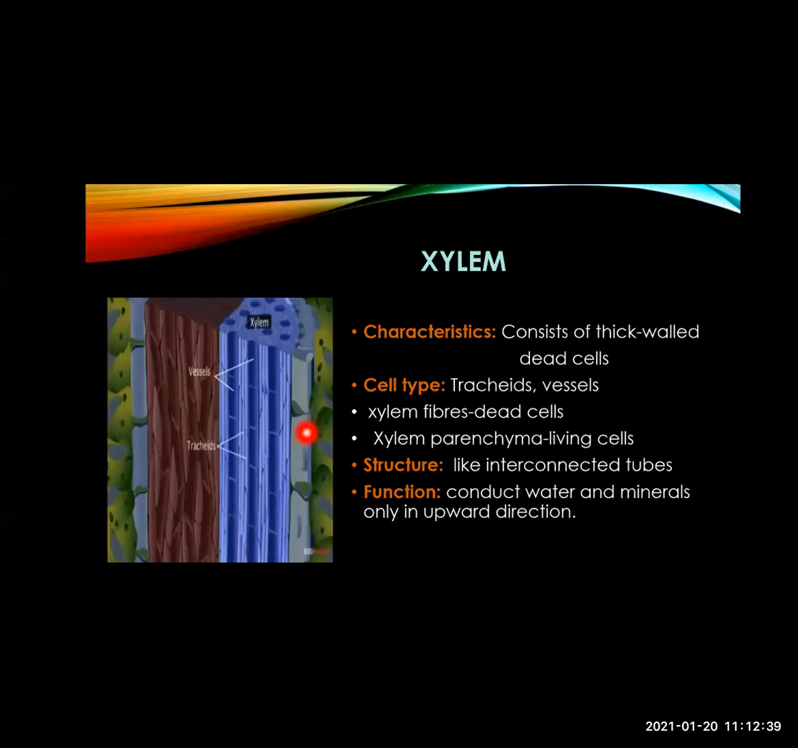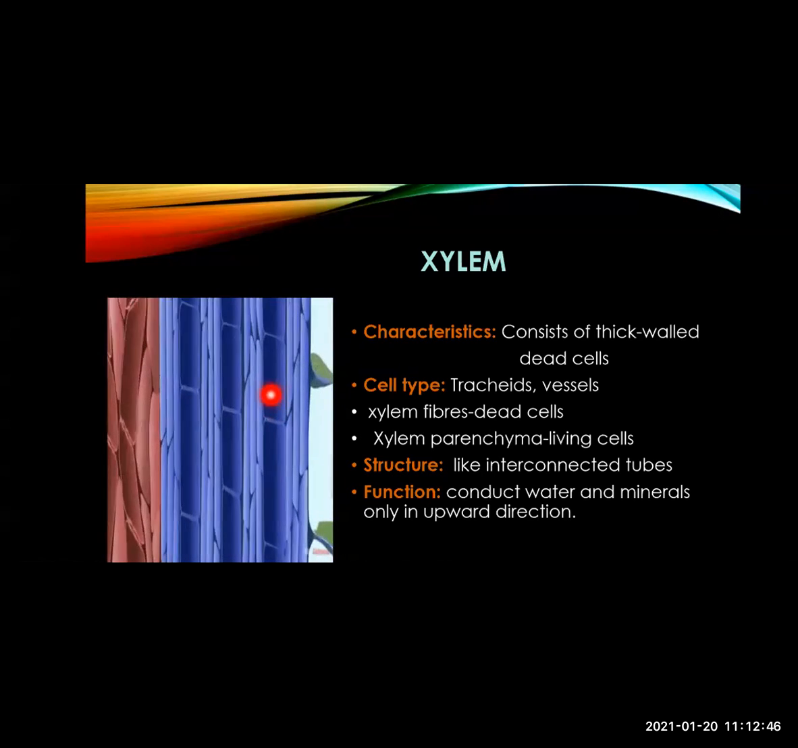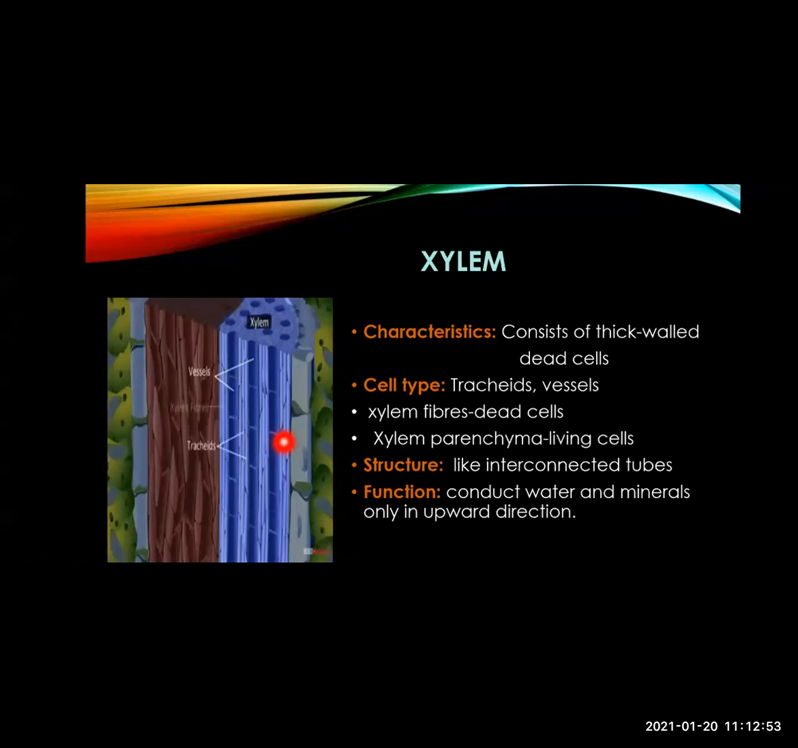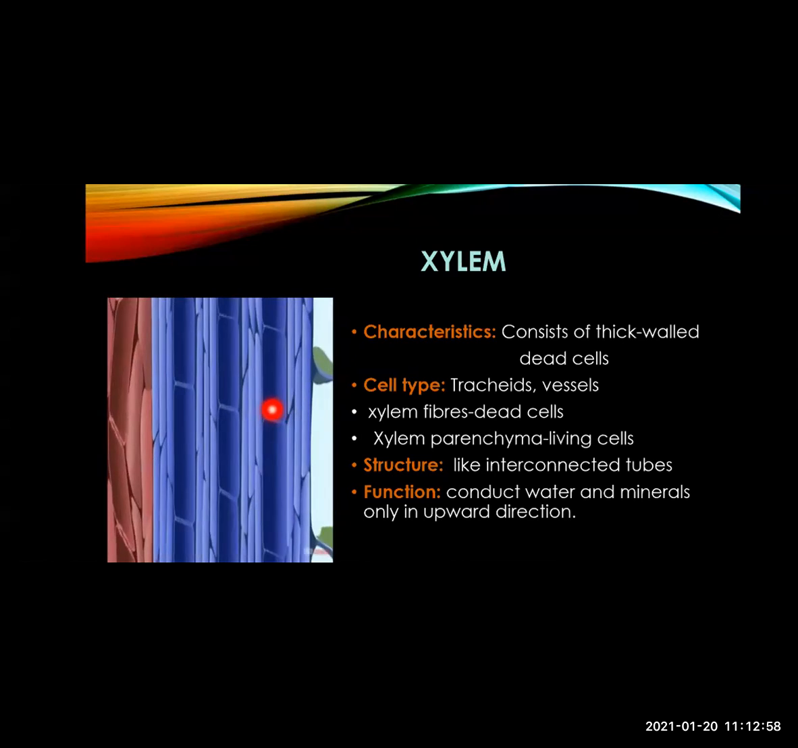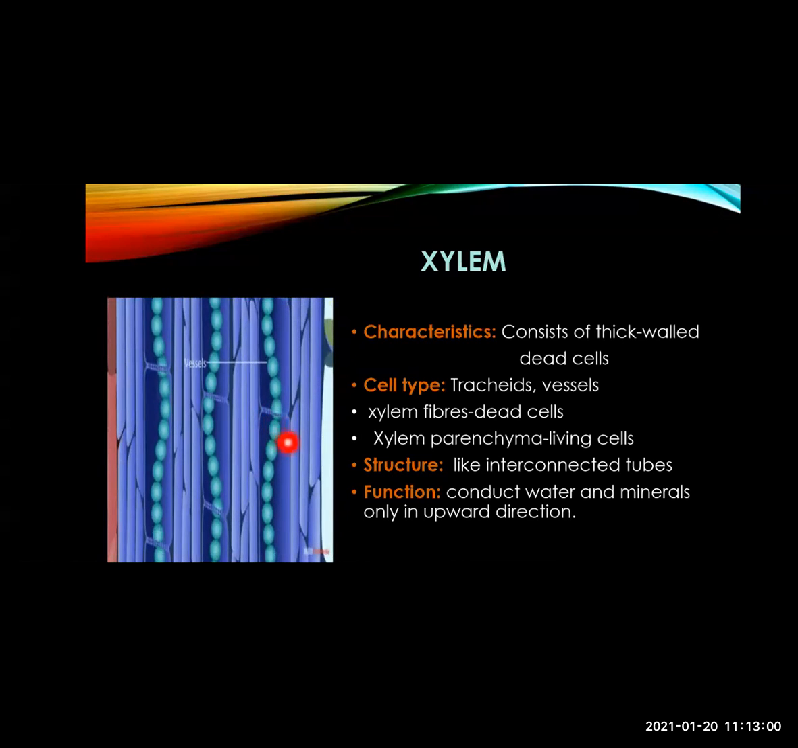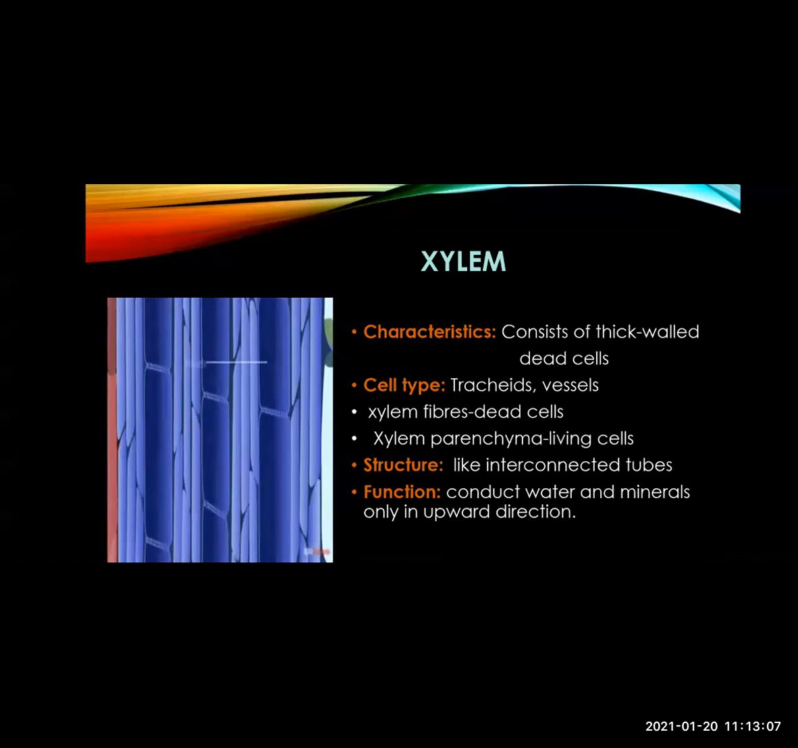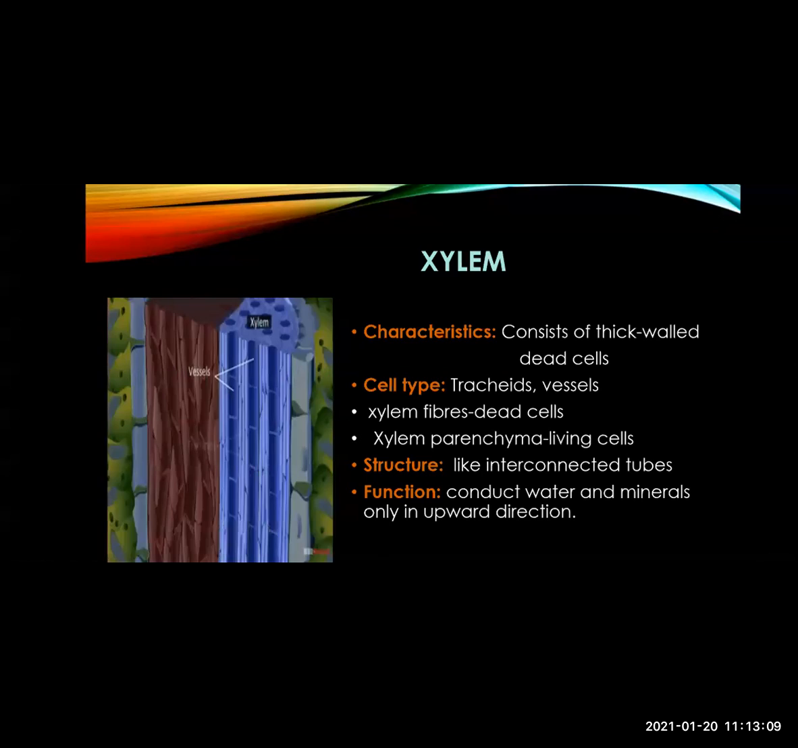Observe this carefully. The movement is in the upward direction. What is moving? Water and mineral nutrients. What are the major components? Tracheids, vessels, and the parenchyma cells and sclerenchyma cells. Parenchyma helps in protection as well as storage, whereas sclerenchyma provides major support.